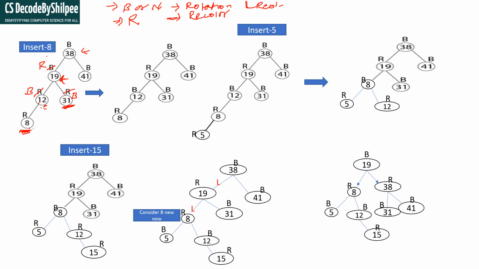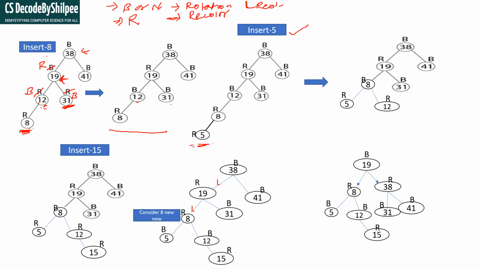So after that you will get this tree. You have changed the 12, 31 and 19 colors: parent, uncle and grandparent. Okay, now I'm going to insert 5. So 5 is going to be inserted at the left child of the 8. So 5 is inserted, and the color is red.